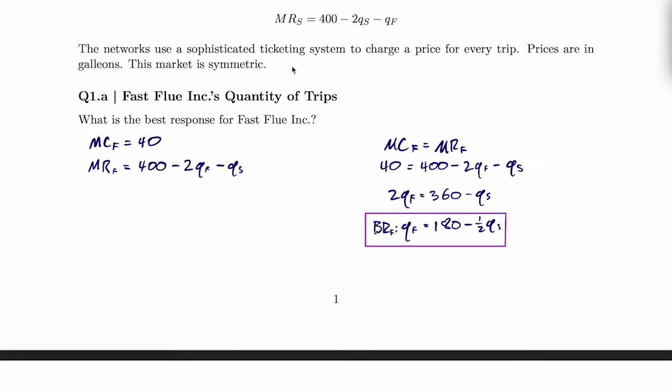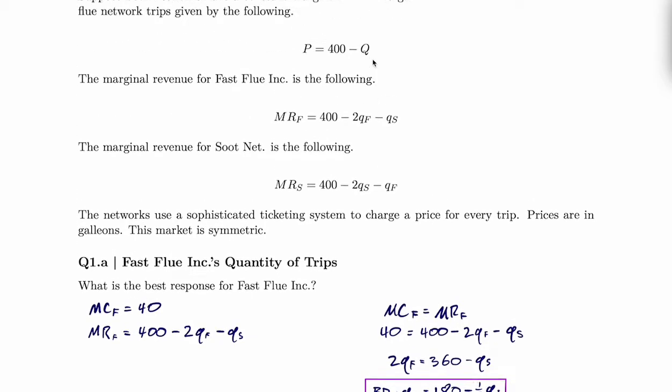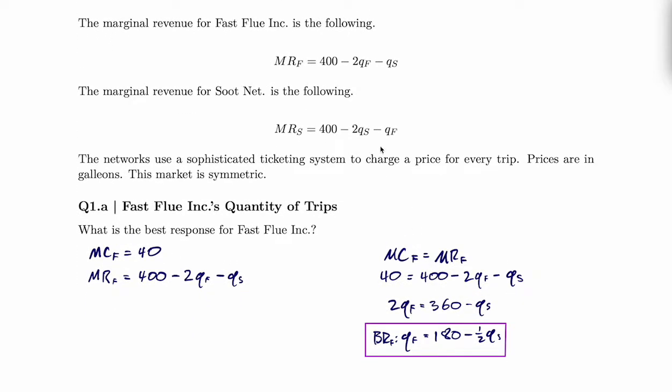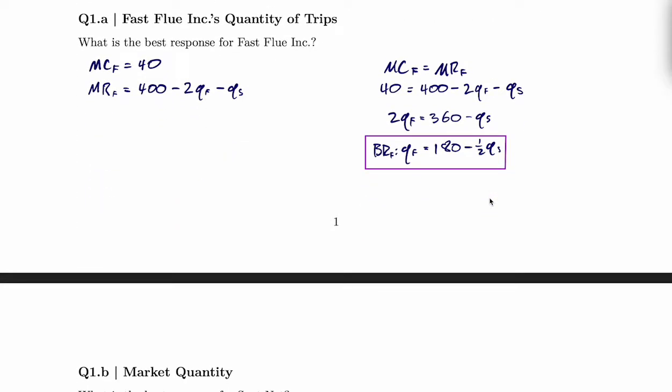And we're told here that the market is symmetric, so both of the two firms are facing a constant marginal cost curve that's identical, and the marginal revenue curves are symmetric. So all you have to do is swap the subscripts. Swap F for S, and you get the other one. Okay, so we're asked a few questions.